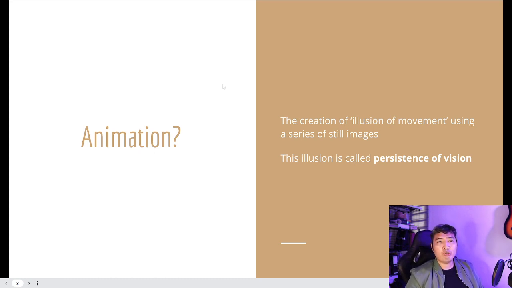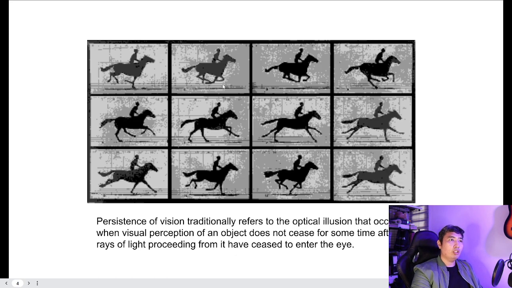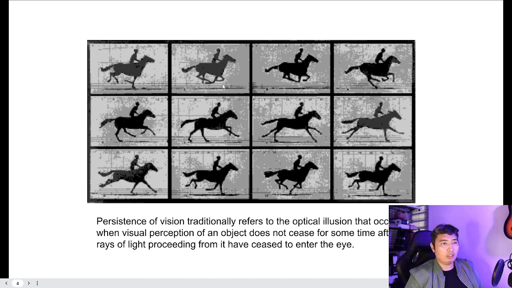The creation of illusion of movement using a series of still images. Animation is created from the illusion of movement, and this illusion is called persistence of vision, meaning that the persistence of vision will create the illusion of movement that leads to the creation of animation. So this is an example. What is persistence of vision, or also known as POV?